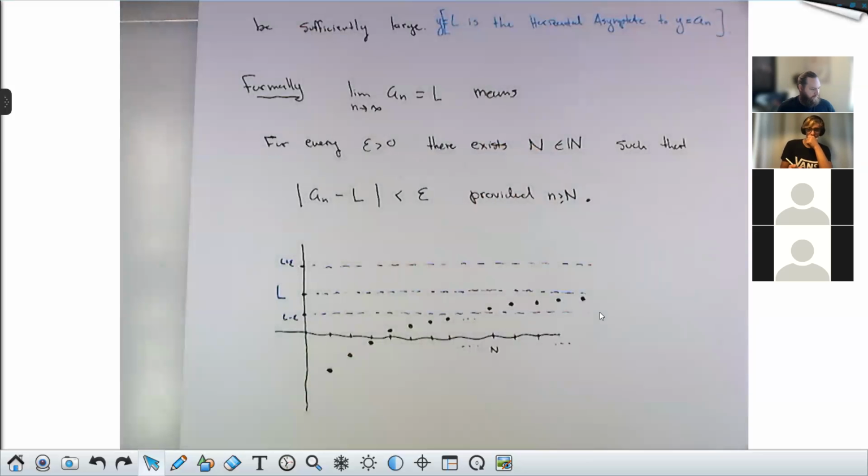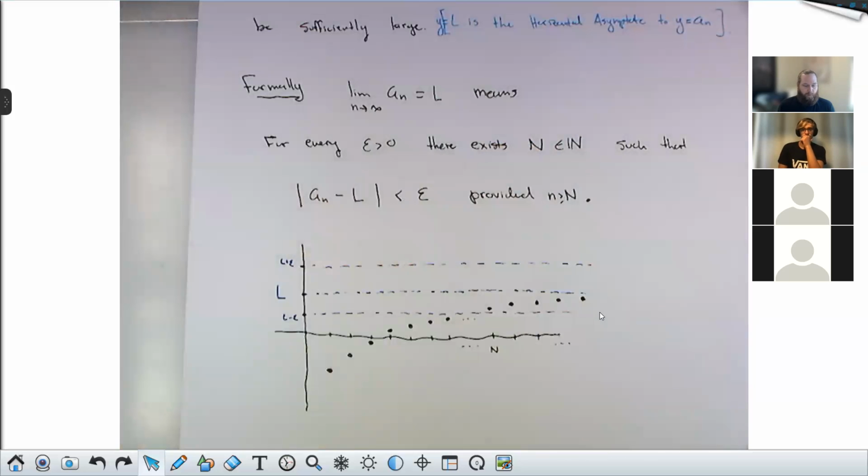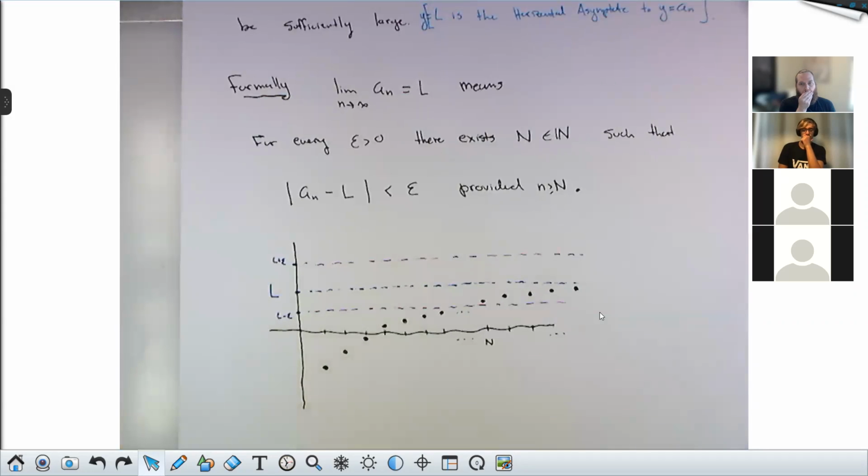That's it. If you can do that for every window, even every window in the world, when epsilon is 0.000001, you can still find some capital N such that all the terms after that are in that window. If you can do that for every single positive number epsilon, then we say the limit is L. All right. Questions on the definition?